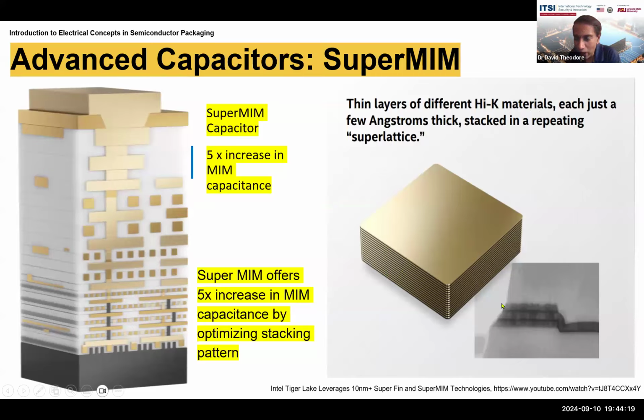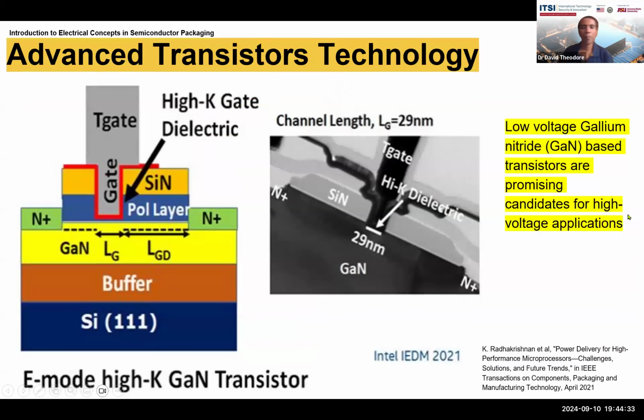So this is a schematic, and this is a cross-section that we have seen before that shows a metal layer, this dielectric layer, like hafnium oxide, metal layer, like copper, hafnium oxide, copper, and beneath this is SiO2, for instance. Another example of advanced technologies that are being implemented are advanced transistor technologies. So in this case, this is called an E-mode high dielectric constant gallium nitride transistor.